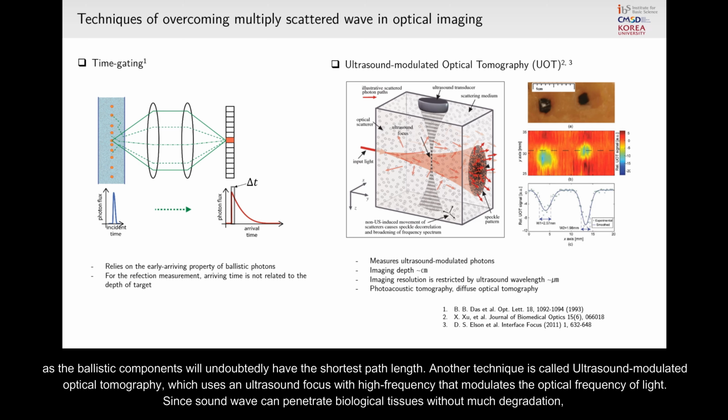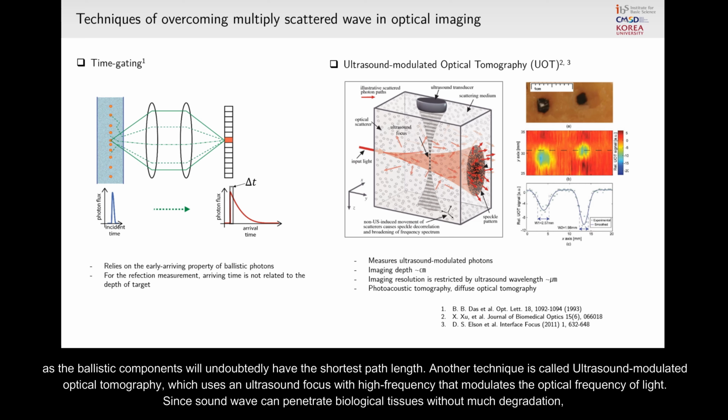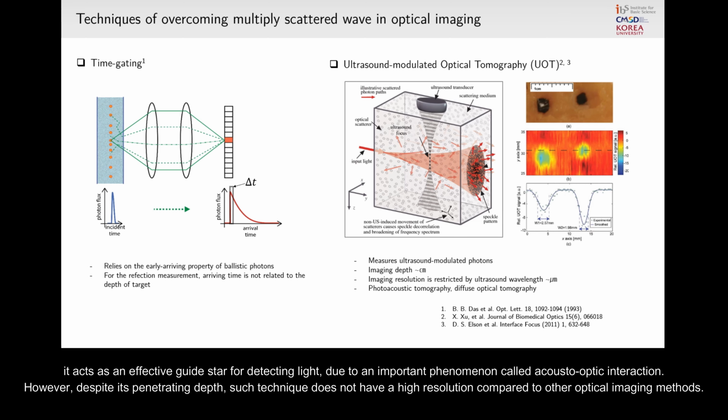Another technique is called ultrasound modulated optical tomography, which uses an ultrasound focus with high frequency that modulates the optical frequency of light. Since sound waves can penetrate biological tissues without much degradation, it acts as an effective guide star for detecting light, due to an important phenomenon called acousto-optic interaction. However, despite its penetrating depth, such a technique does not have a high resolution compared to other optical imaging methods.